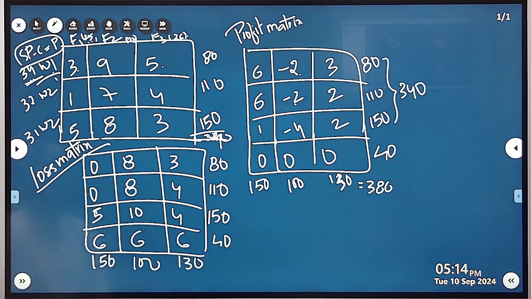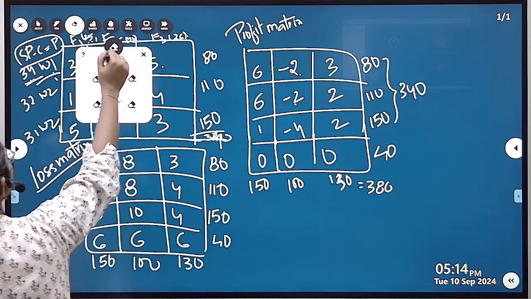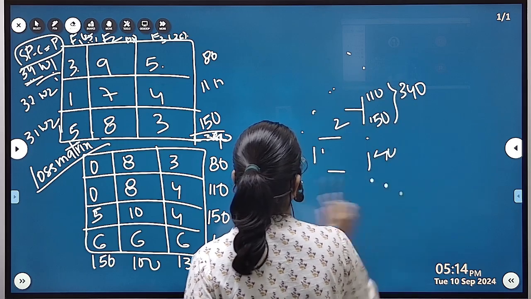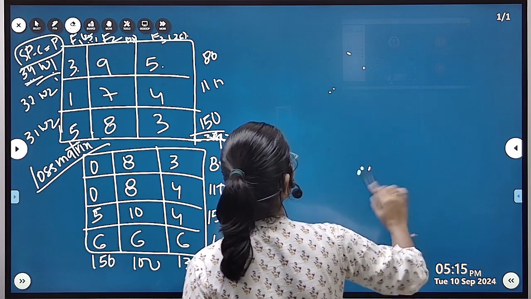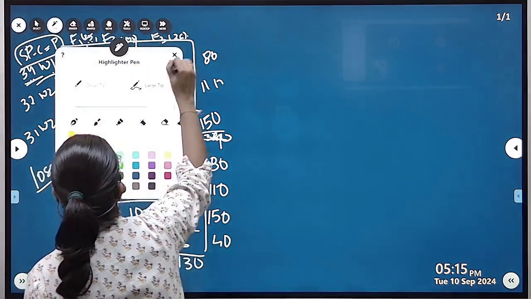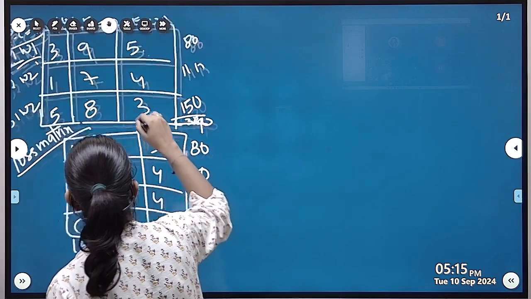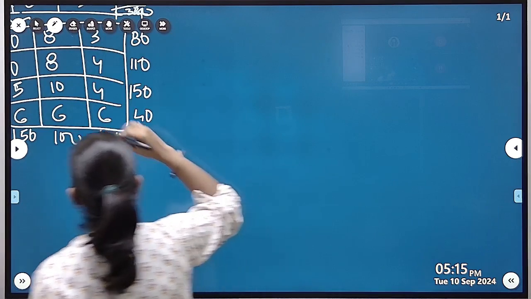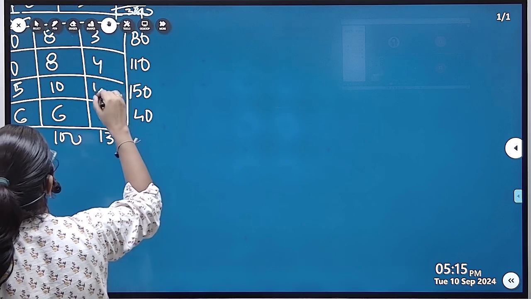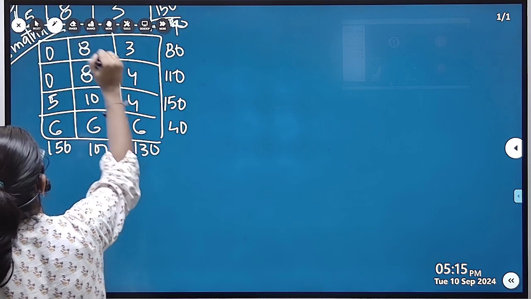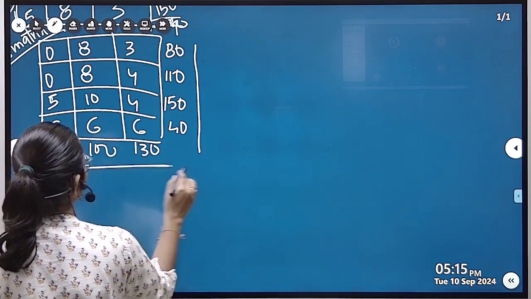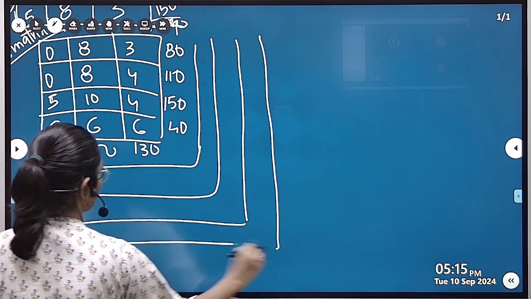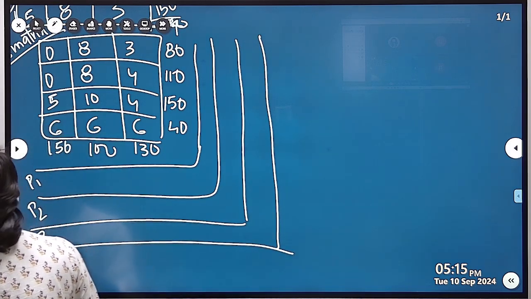So do this in Vogel's approximation method now. Can I clear? So we'll do this in Vogel's approximation method. Do it on your own, I will be doing it. So this is P1, P2, P3.